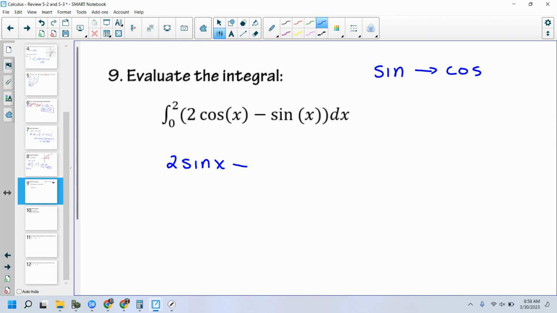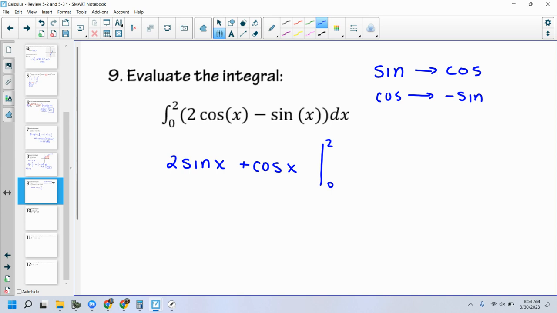All right, where were we? Oh yeah, we were here with sine. And remember, what is the derivative of cosine? Negative sine, right? And actually, isn't that what we have right here? We have negative sine. So the derivative of cosine is negative sine, so therefore the antiderivative of negative sine is cosine, positive cosine, from 0 to 2.